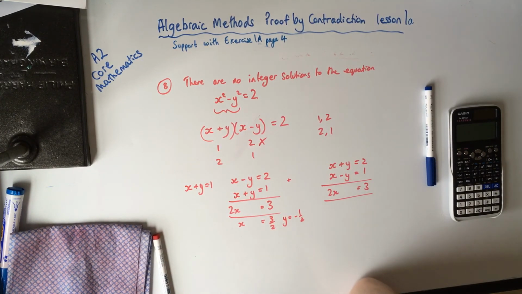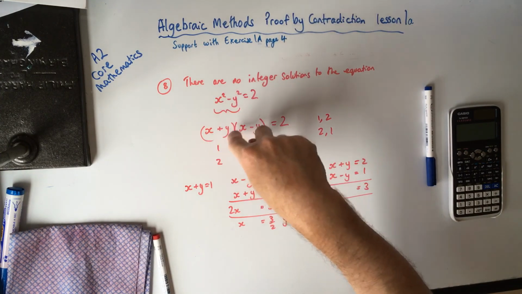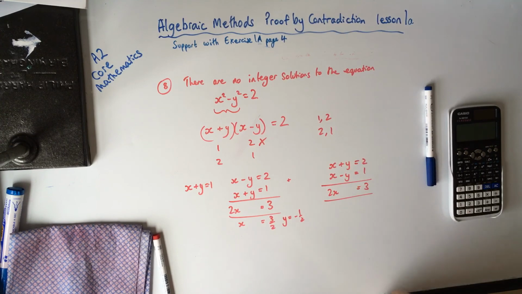So there's a proof by contradiction. We said it can be equal to that when these are integers, and we've got all of the solutions and none of them are integers. So that's a proof by contradiction. I suppose you probably need a little statement at the end that says, there you go, you see it doesn't work.